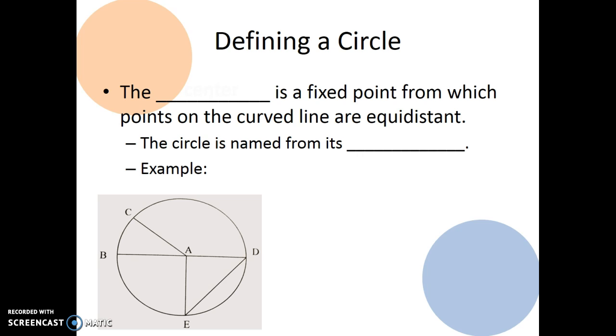The center is a fixed point from which points on the curved line are equidistant. And when we look at our circle here, we can see that the center is right here. The circle is named from its center. For example, on this circle, our center point right here is labeled A. So this circle is named Circle A. So you're going to write that on your notes. Take a second and copy down what I have here on the PowerPoint if you haven't already.